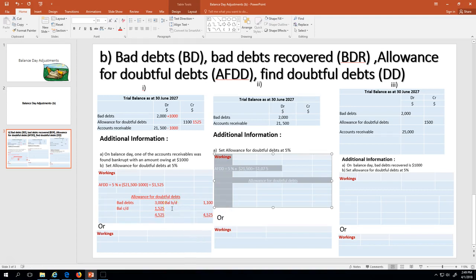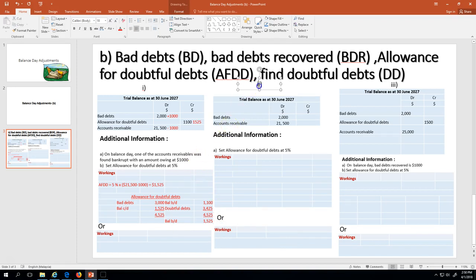Once we balance this particular account, we realize one thing: something is missing on the credit side. And this is our doubtful debts that we wanted to find so that we can put in our SOCI under other expenses. Doubtful debts is what we want to find in order to put in SOCI under other expenses. Alright, make sure the account is always CD to BD. Alright, so this is one particular example.